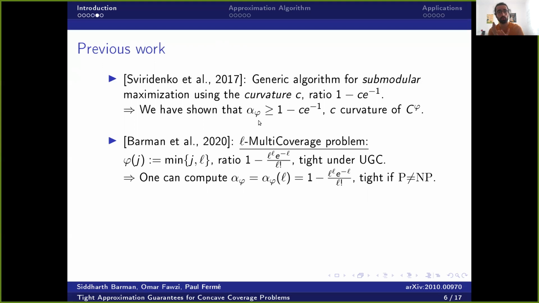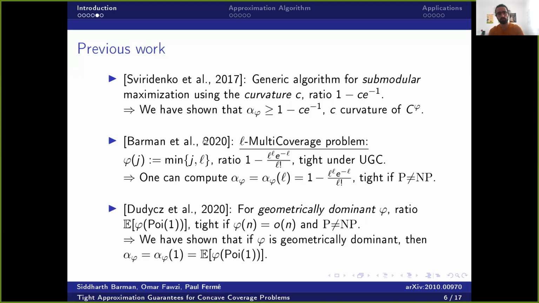And so there was another problem which was studied, called the L multi-coverage problem, by Barman et al. And here it corresponds to phi of j equals min of j and L. So we've seen a bit of those examples. So you've got this ratio, and it was shown to be tight under the unique games conjecture. And for us, one can show that, in fact, alpha phi takes its minimum in L, where its value is exactly this. And so we've shown a stronger result, that it's tight under P different from NP.